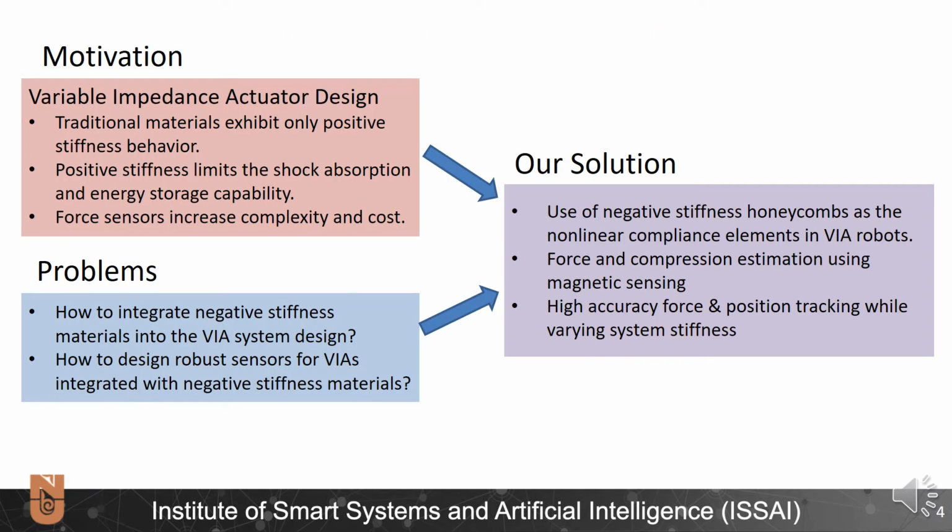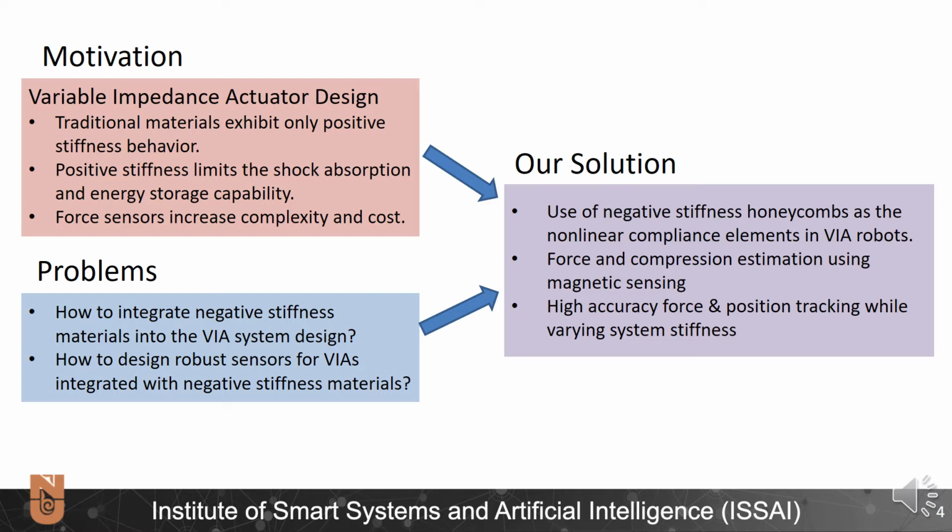This slide illustrates the motivation of our research and the problems which we face. Also, the slide describes our proposed solution. The main motivation of this work was the design of a variable impedance actuator. Also, we wanted to replace traditional positive stiffness elements in actuation with negative ones, because positive stiffness elements have limited shock absorption and energy storage capabilities, which may be dangerous to people and might be a reason for actuator crash.